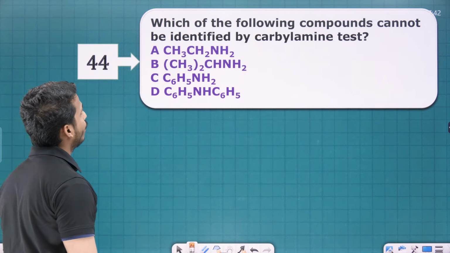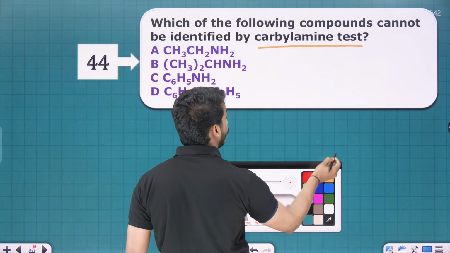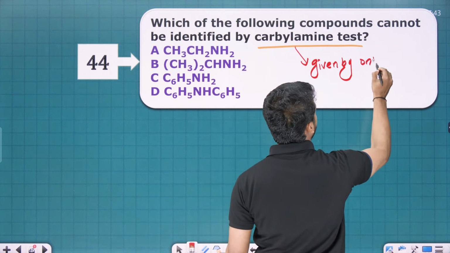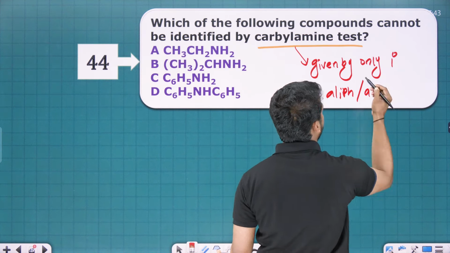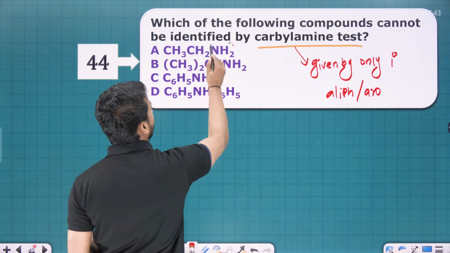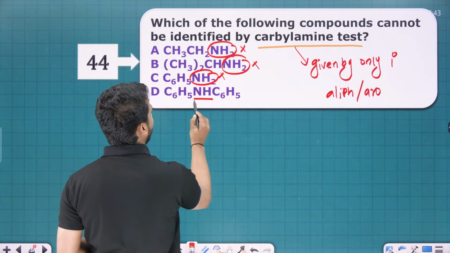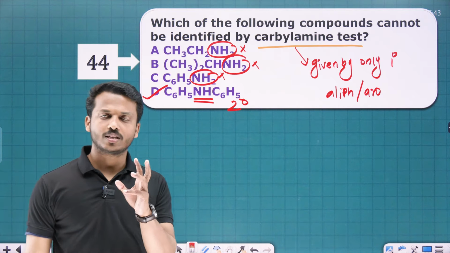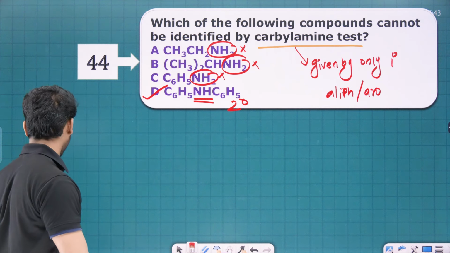Question 44. Which of the following compounds cannot be identified by the carbylamine test? Please mark it, all of you. The carbylamine test is given only by primary aliphatic or primary aromatic amines. So which one does not give the carbylamine test is the question. This is a primary amine, this is a primary amine, this is a primary amine. What does NH mean? It's a secondary amine, option D. This is secondary, so it does not give the test.